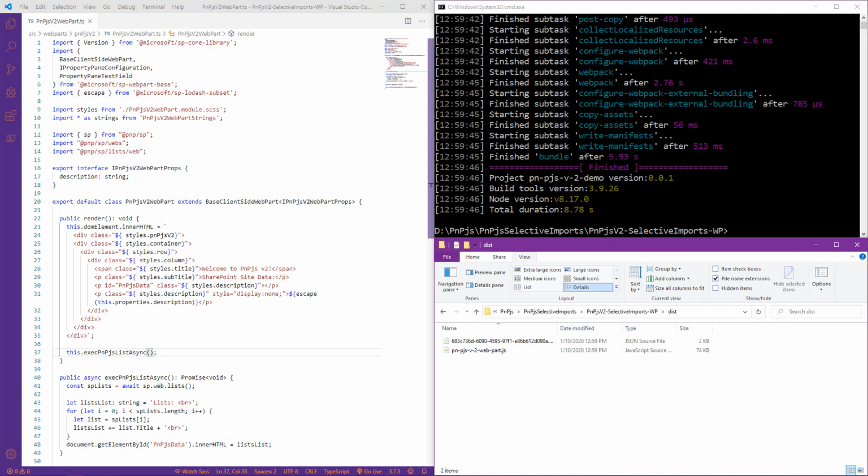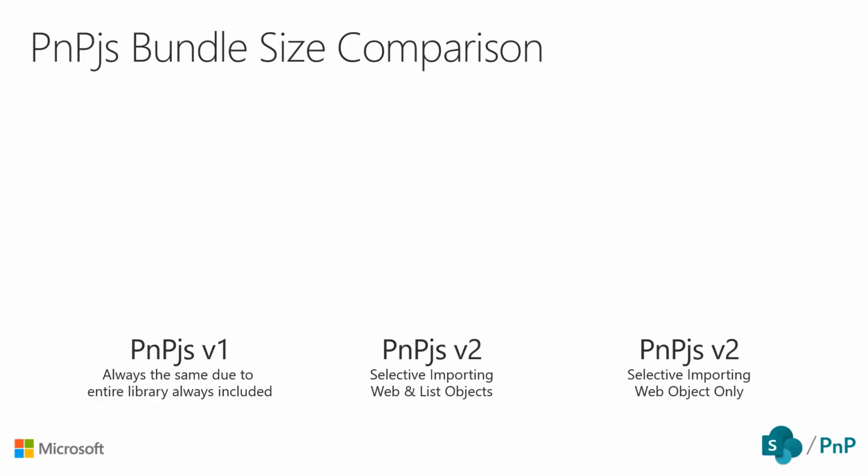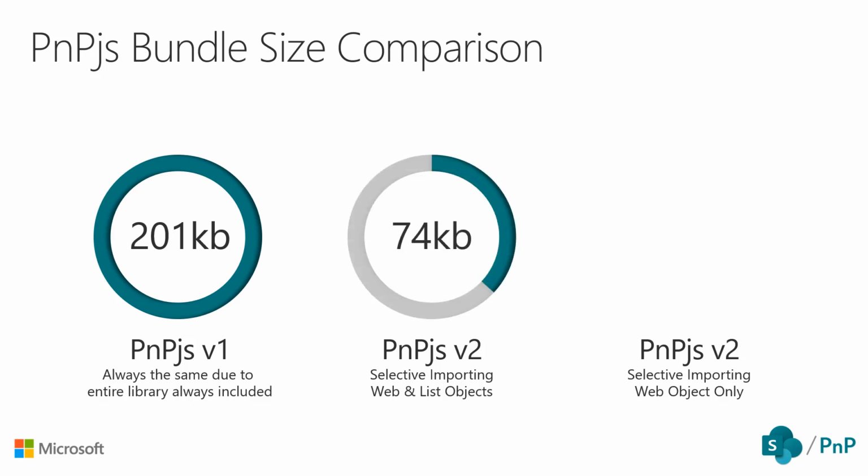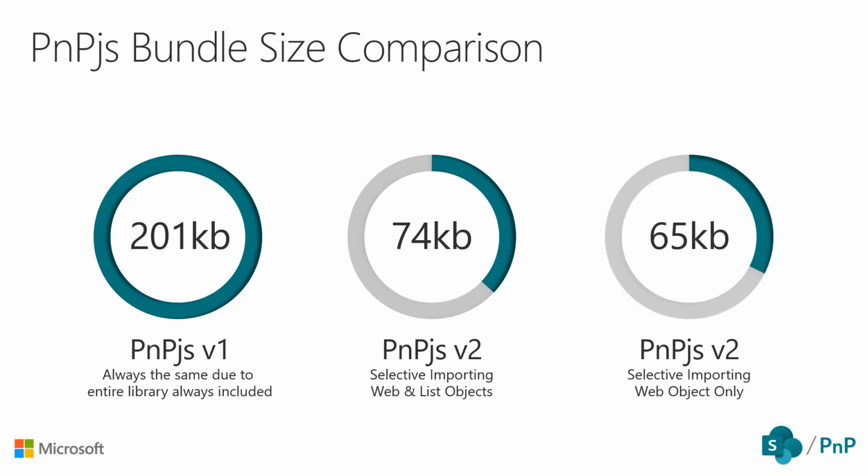Initially, you may be thinking that's not a huge differential to go from 201K down to 65K or 74K, but let's jump over to a slide and take a look at the actual percentage differences. Let's take a look at the file size comparison side by side. Starting with PnPjs version 1, we know the file size was 201K. When we were selectively importing the web and list objects, it was 74K, and with only the web object, 65K.